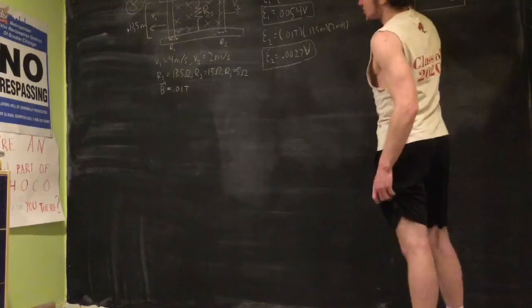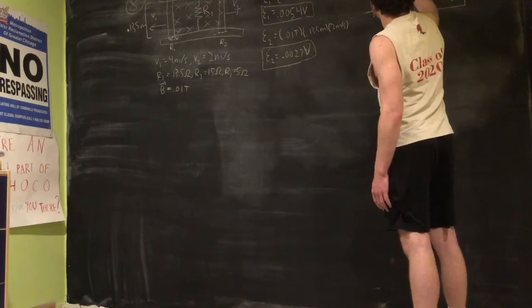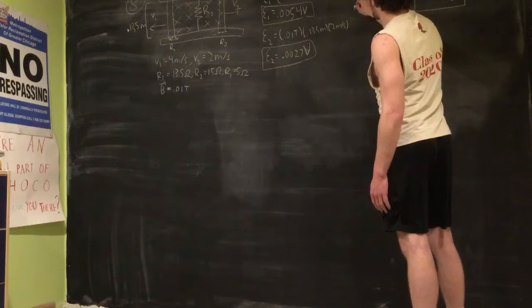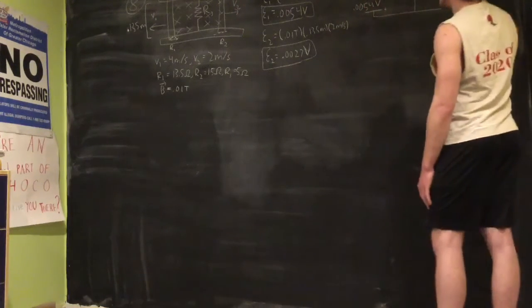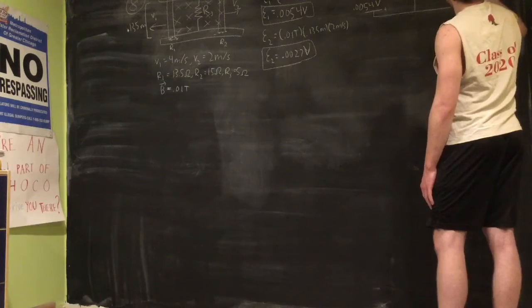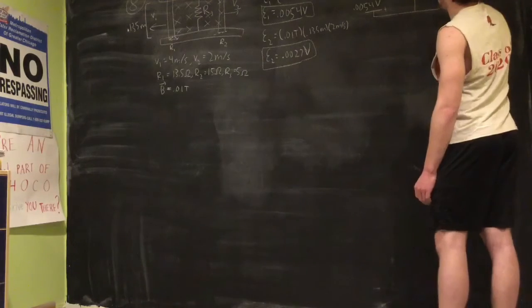So what did we say this was? R1 is 13.5 ohms. And this is 0.0054. And this is 0.0027. This is 15 ohms. And this is 5 ohms.